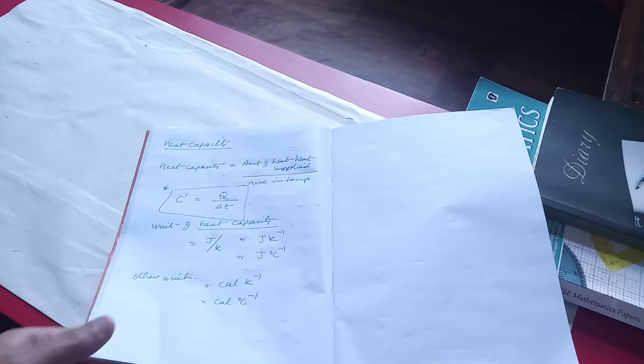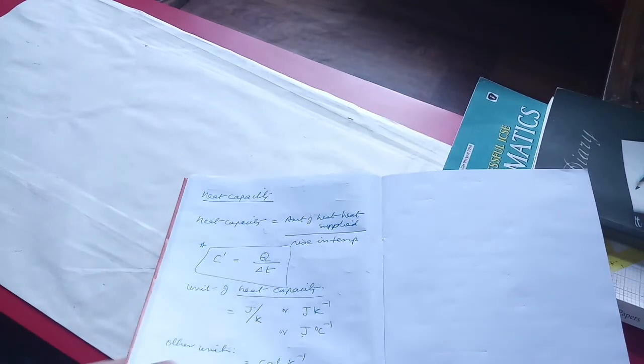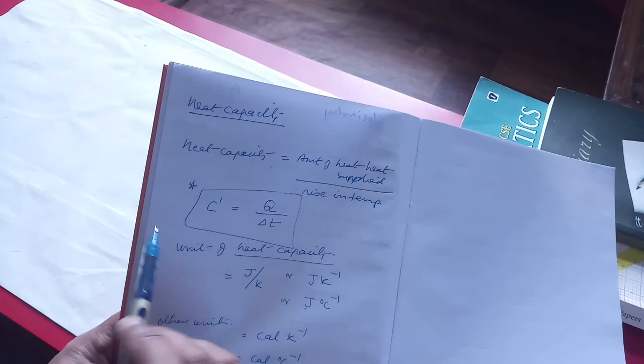Then you have other bigger units as well. In place of calorie you can use kilocalories, or even bigger than that, mega, etc. These values are basically used for solving numericals. So heat capacity is a very, very important term in this chapter. It is quite easy to understand.